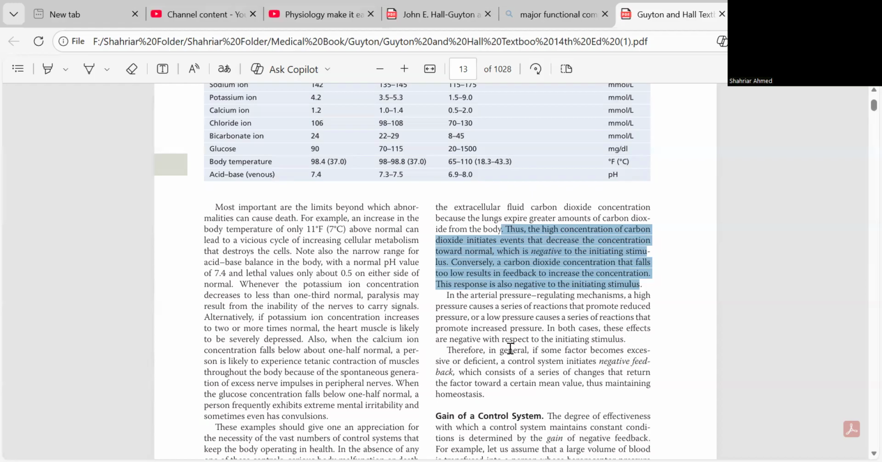Therefore, in general, if some factor becomes excessive or deficient, a control system initiates negative feedback, which consists of a series of changes that return the factor toward a certain mean value, thus maintaining homeostasis. This is the definition of negative feedback system. And these are examples of negative feedback system: extracellular fluid carbon dioxide concentration maintenance and arterial pressure maintenance.